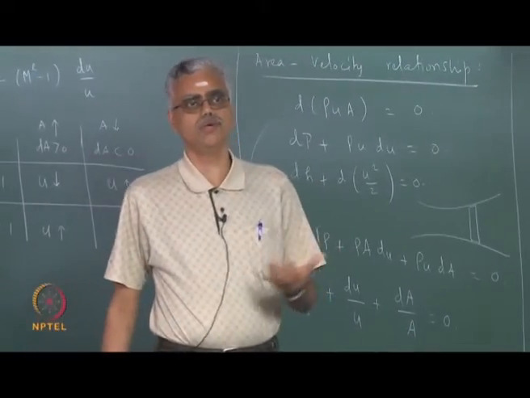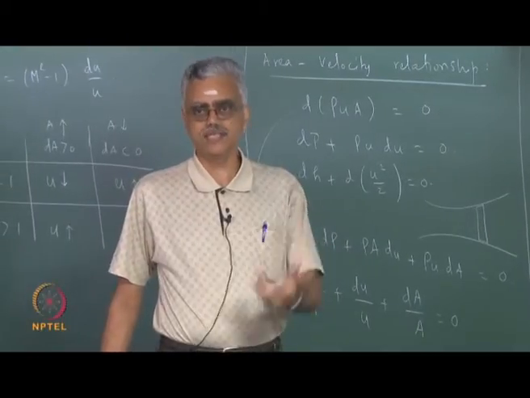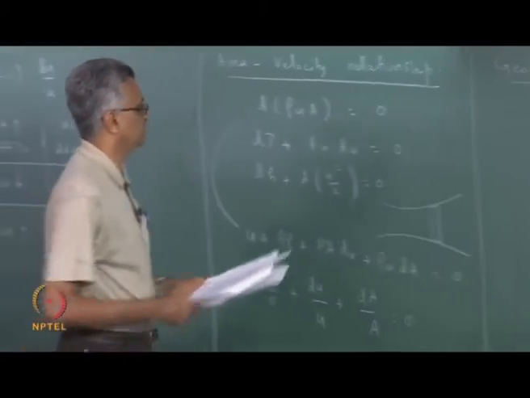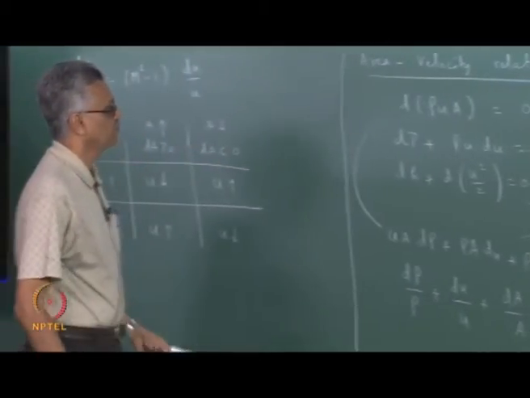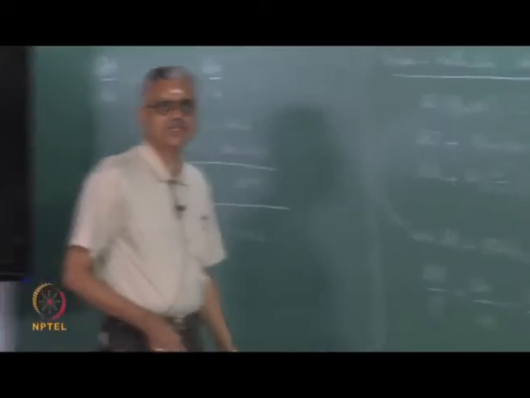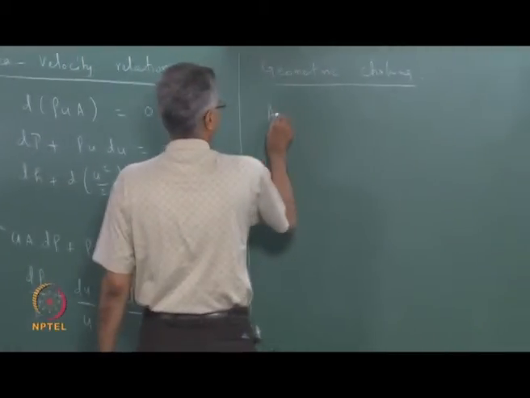Now we are looking at geometric choking, that with the geometry being designed in a certain way, we can attain the sonic state once again in this flow also. That is what we are going to discuss next. Now, from this relationship, as M goes to 1, you can see that dA goes to 0, right, very simple.